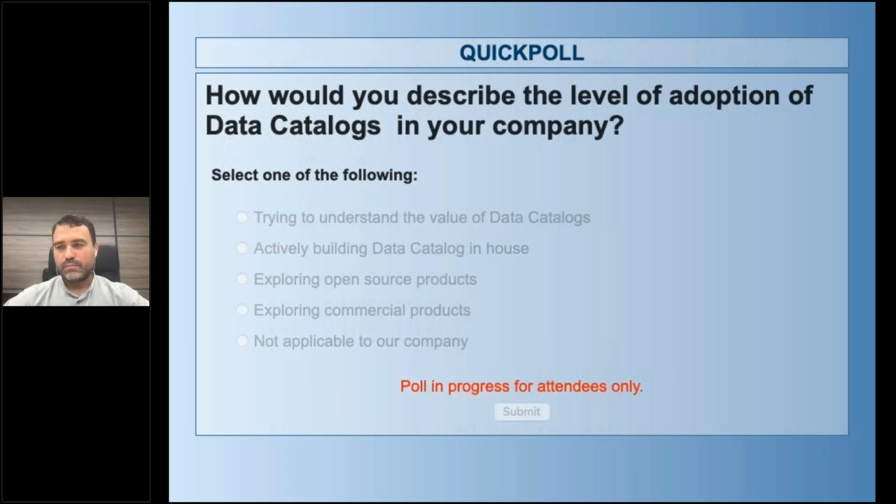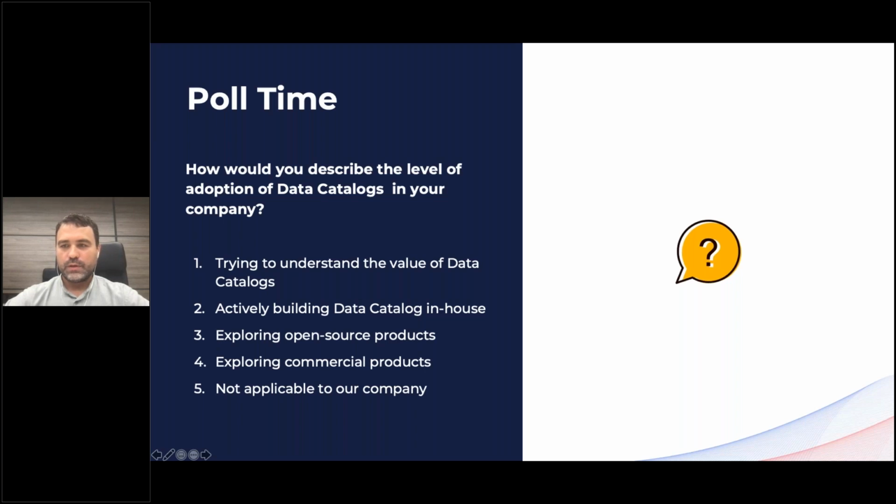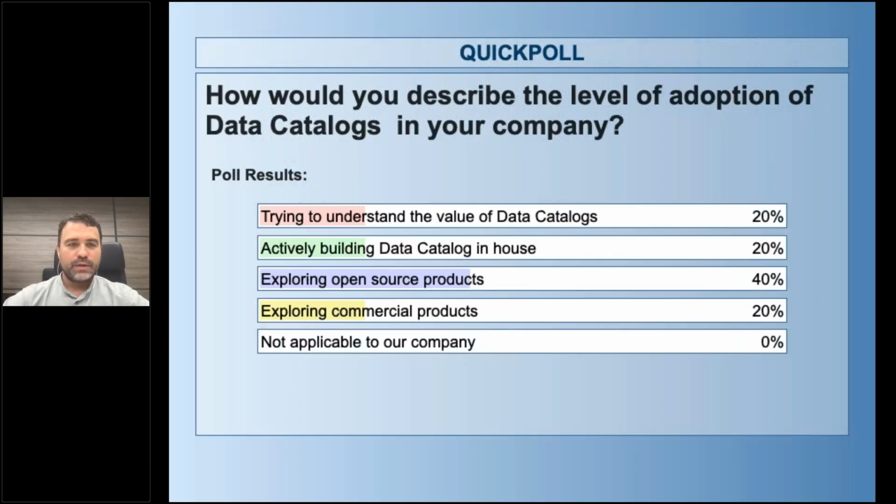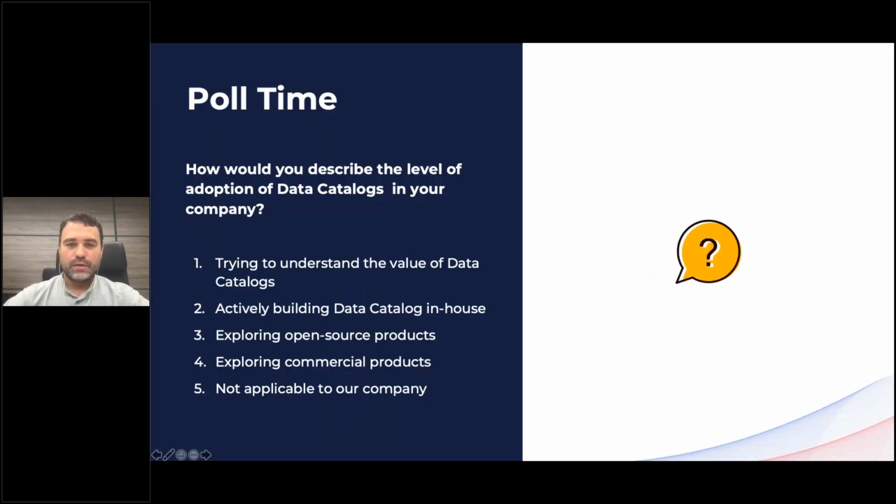So it looks like we received most answers. I'm closing the poll and showing results. As we can see, most are exploring open source products. That's good for us. And we're trying to understand data catalogs or actively building data catalogs in house. That's good. So thank you for your answers. Let me continue.